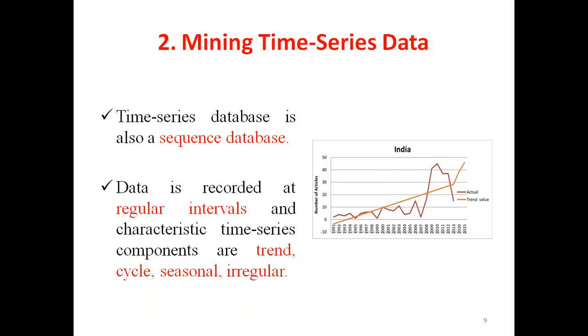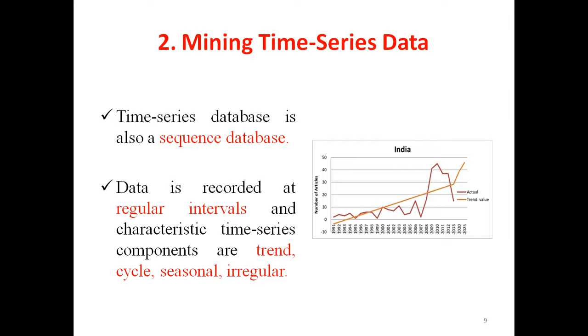The characteristic time series components are trend, cyclic, seasonal, and irregular. Trend in the sense of long-term characteristics. These are all time series components. Long term means continuing over the long term. For example, now year 2020, next 2030, a particular long-term period you are taking.